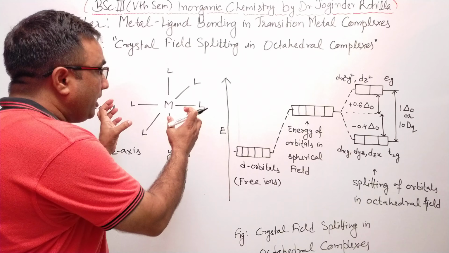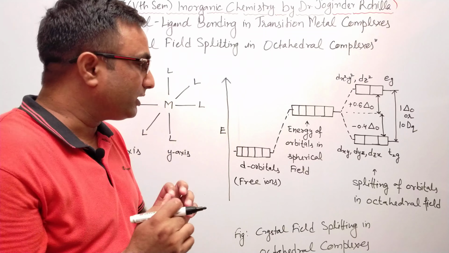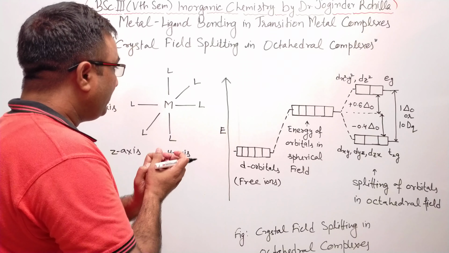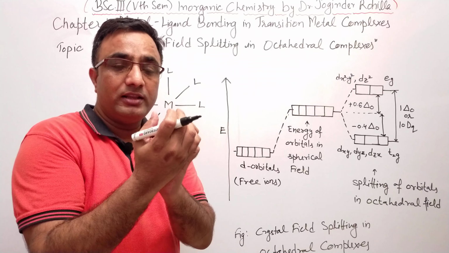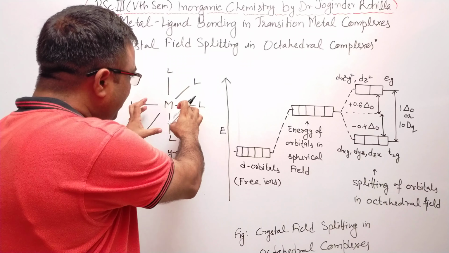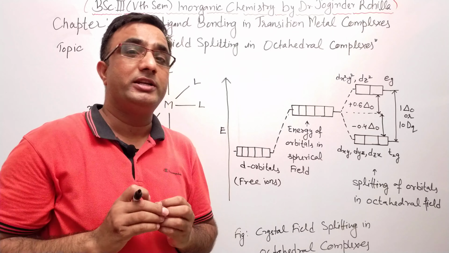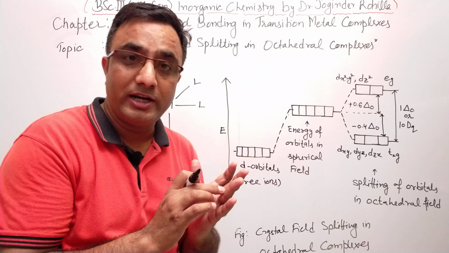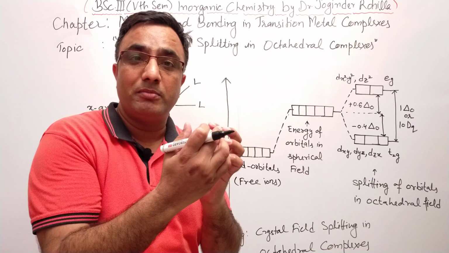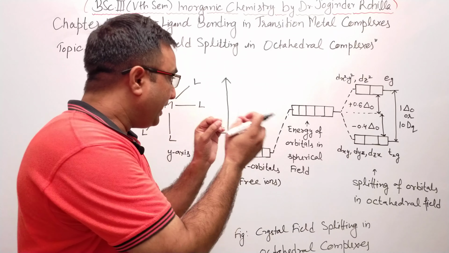What happens when 6 ligands approach the central metal ion? When 6 ligands approach the central metal ion, and the electrons are present in the d orbitals of the central metal ion, these 6 ligands are approaching on the principal axis. For those orbitals like dz square and dx square minus y square, which have electron density on the principal axis, the extent of interaction with the ligands is maximum.